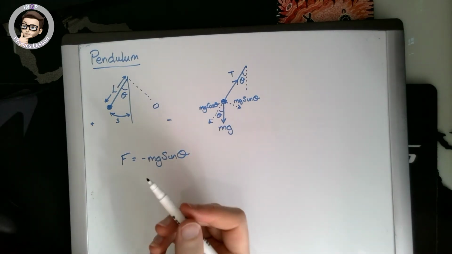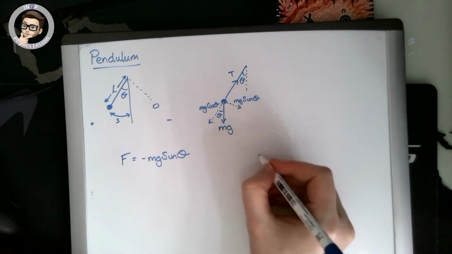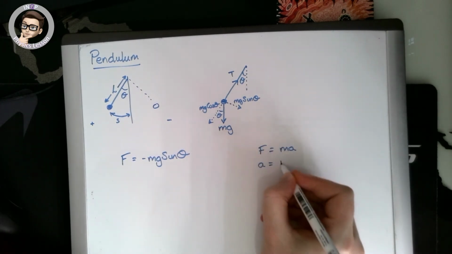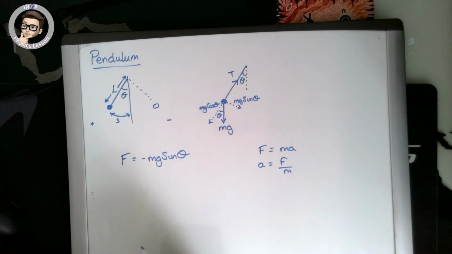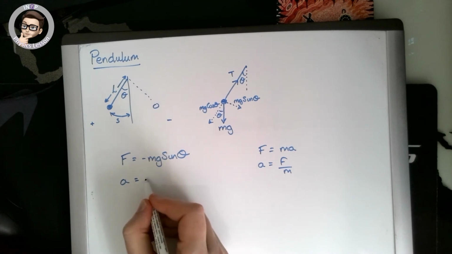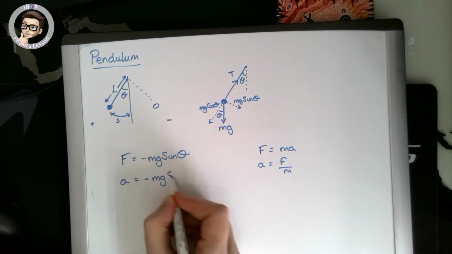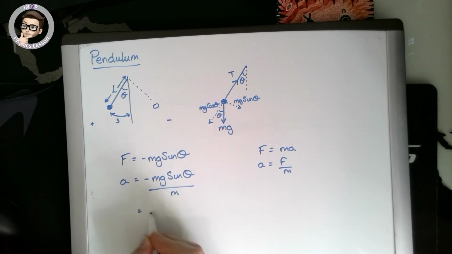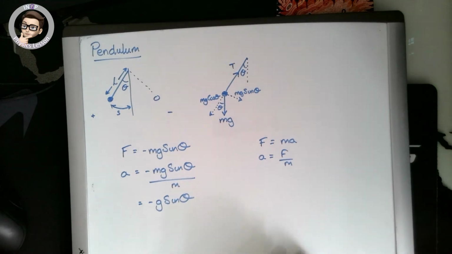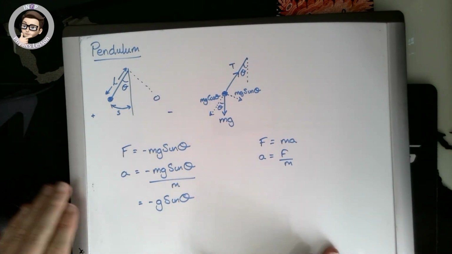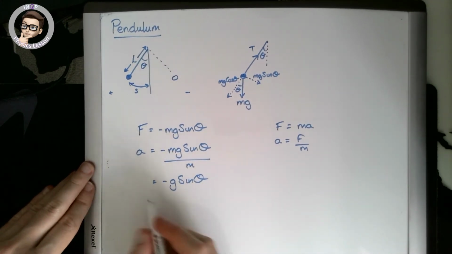So we can define our acceleration because we know that F equals ma, so a equals F over m. So a is equal to minus mg sine theta divided by m. That leaves us with minus g sine theta. So the mass doesn't matter. And then we're going to use something called the small angle approximation.